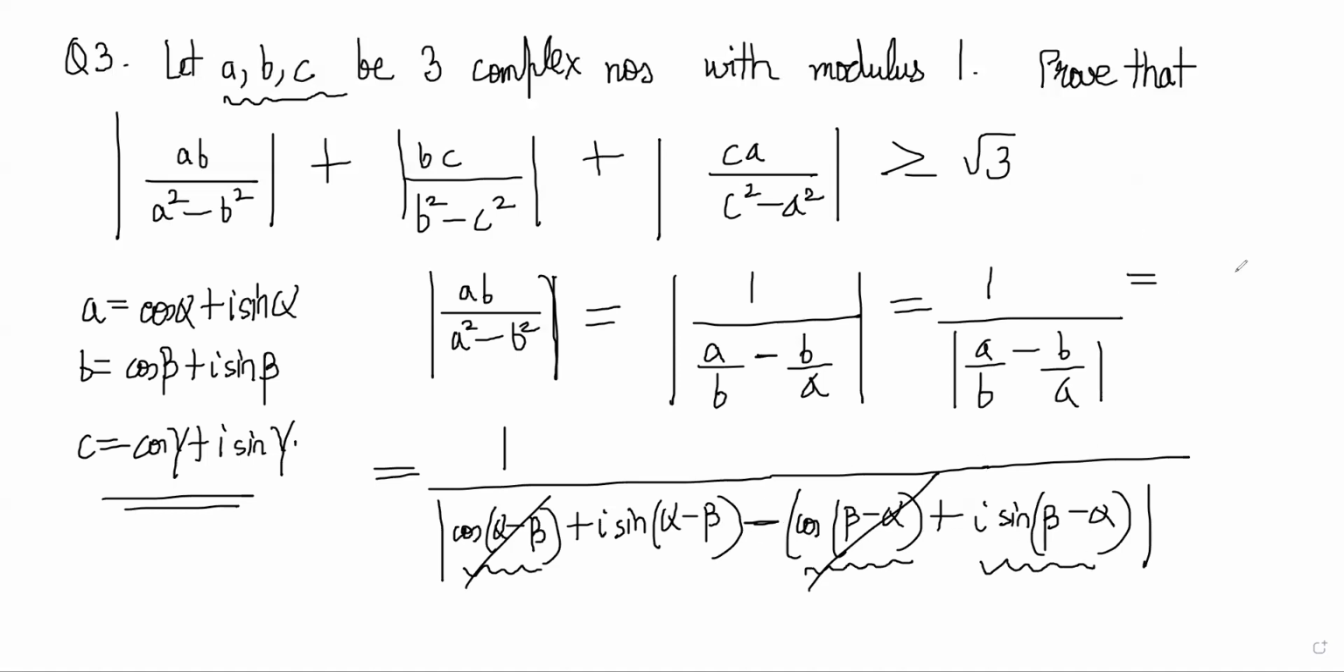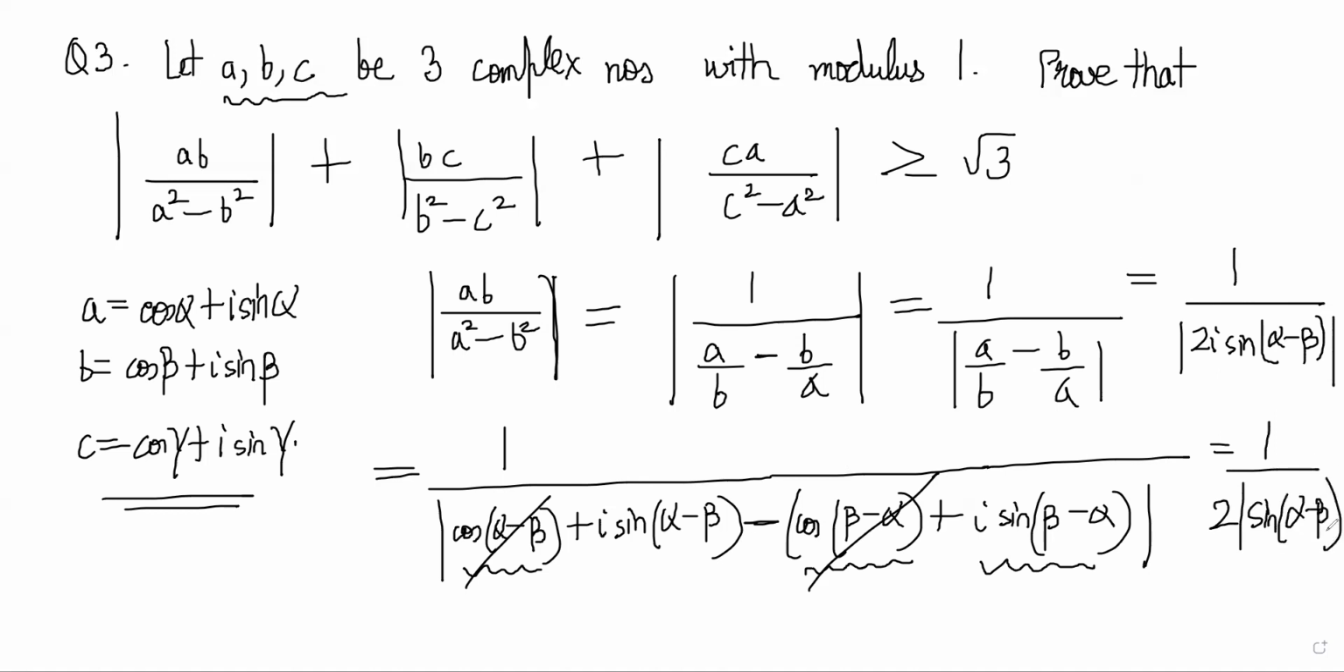So you're getting 1 by mod of 2i sine alpha minus beta. And mod of 2i is equal to 2 only. So this becomes 1 by 2 times mod of sine alpha minus beta, right? So the first bracket is becoming 1 by mod of 2 sine alpha minus beta. Similarly, you can prove the other brackets also.